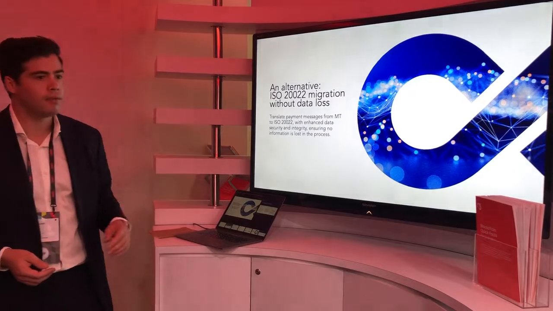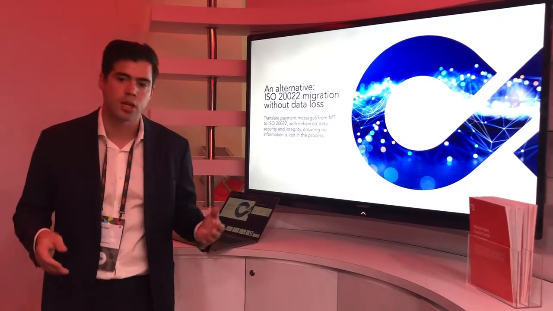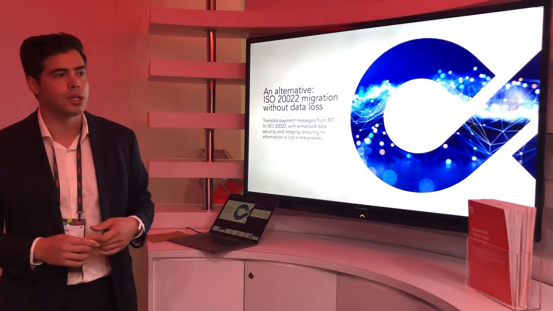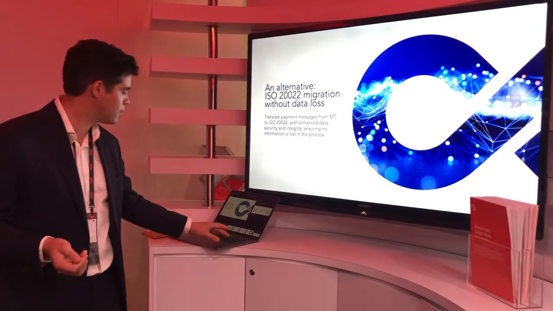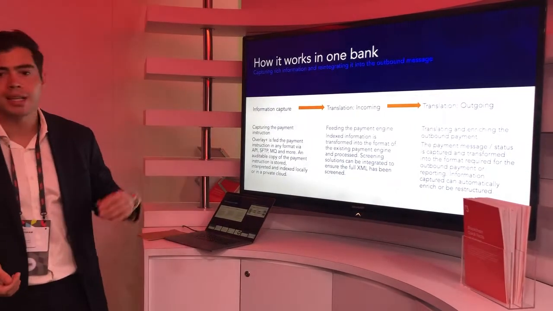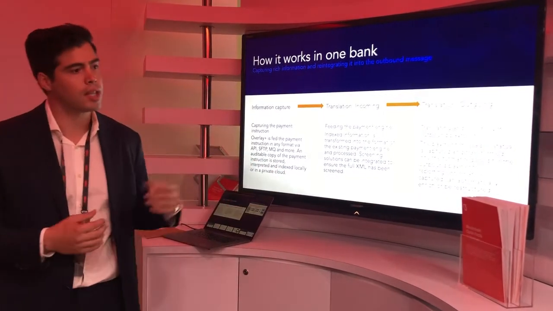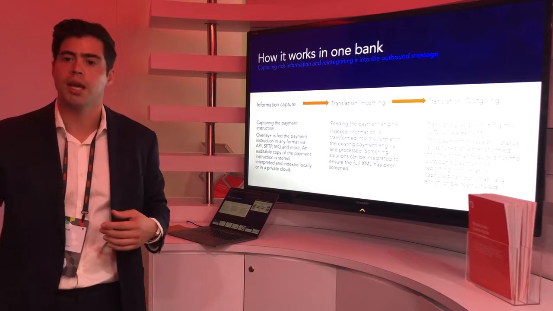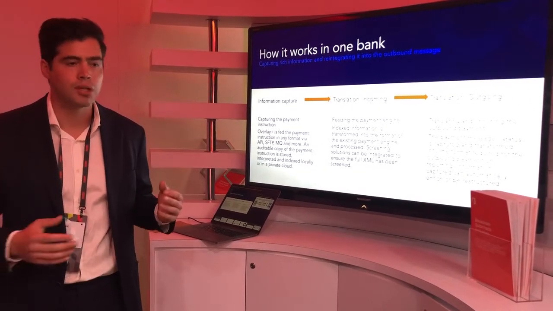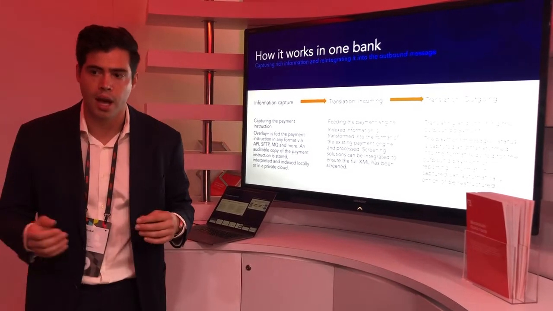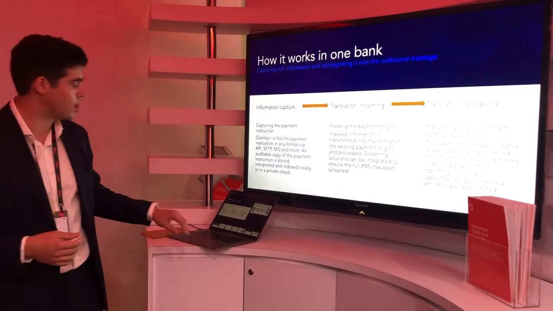So what we've created is an alternative structure to that, which is the ability to move to ISO without any of the data truncation, without upgrading all of the payment engines. What we do is we actually take in the rich information, we transform it, and then we enrich it again. This is in a single bank example. We effectively create a data bridge that lets you upgrade to ISO payments without actually changing the underlying infrastructure.